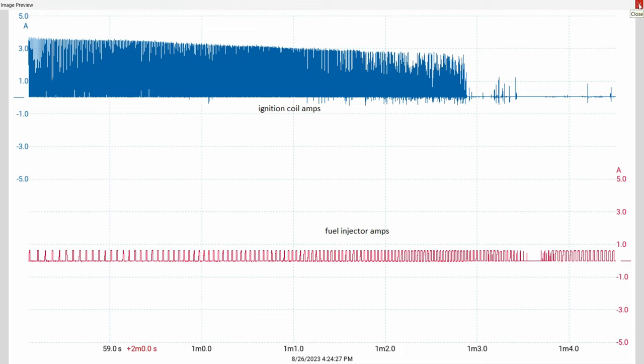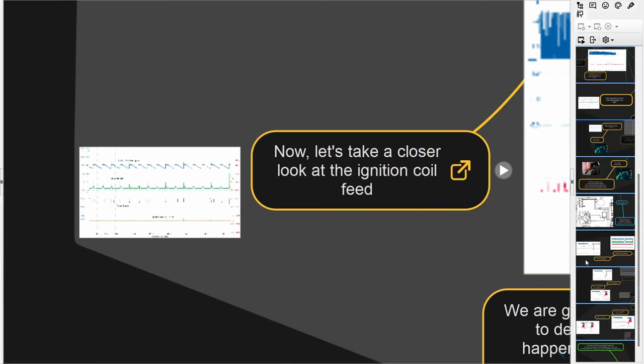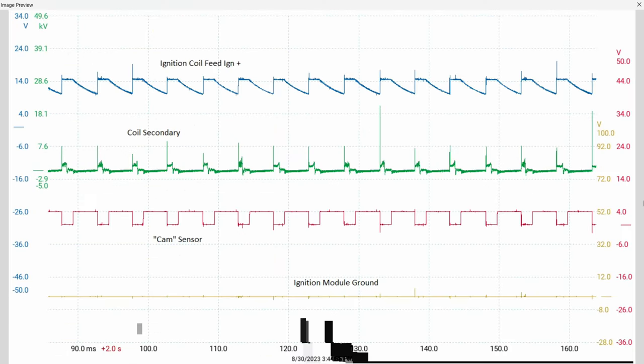And you can clearly see the ignition coil amps or control cuts out first. So that's what we're going to chase. Now, let's take a closer look at that ignition coil feed. My next setup on the scope was ignition coil feed, coil secondary, cam sensor signal, and ignition module ground, just to make sure that that ground wasn't going high during a stall event. So you can see right away there's something weird going on with that ignition coil feed.